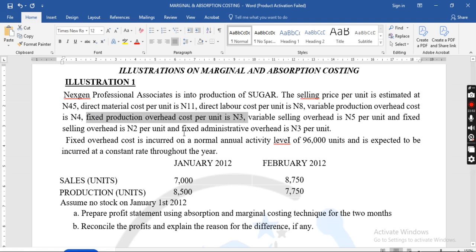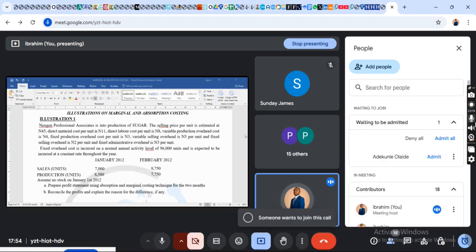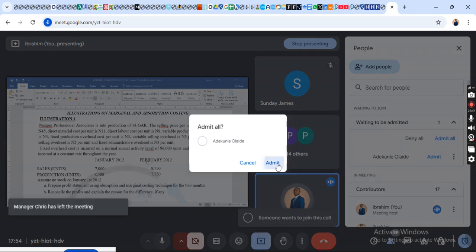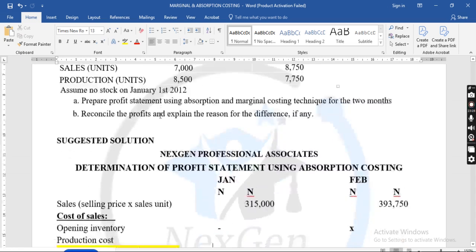Now, if this 3 naira is not given, you can see in the next paragraph that the fixed overhead cost is incurred on a normal annual activity. They absorb their overhead on the basis of units produced. Their fixed overhead cost is based on the units produced, based on this 96 units. But we don't need to do budgeted overhead over budgeted level because it is given as 3 naira already. So we quickly go back and put it in.